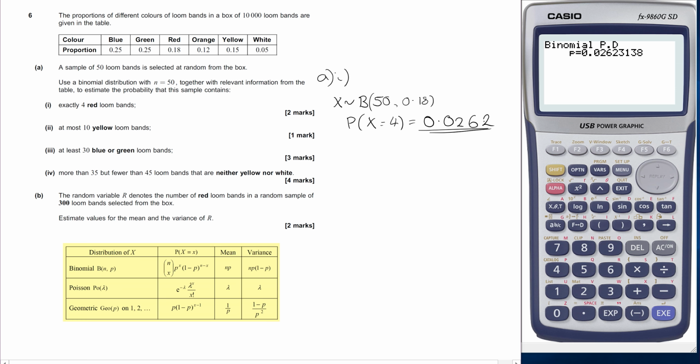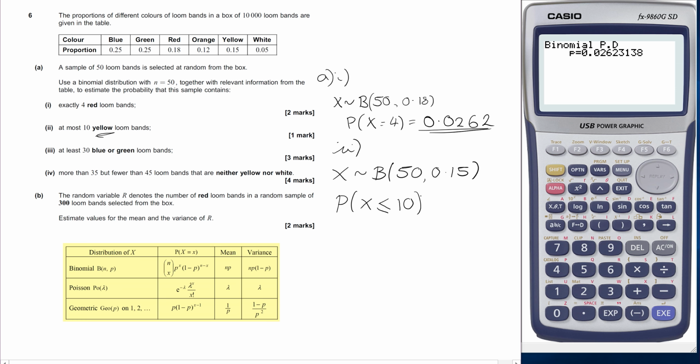For part 2, we are still dealing with this variable x belonging to a binomial distribution of sample size 50, but now we're dealing with yellow. The probability of yellow is 0.15. We are looking for the probability that this value of x is at most 10, so it is less than or equal to 10.